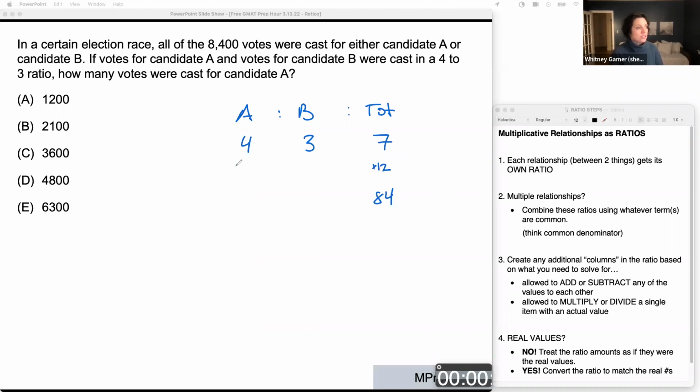I want A, so 4 by 12 is 48. Then to get those last 2 zeros, I'll toss those on. That'll get me to answer choice D. So I can use the ratio.